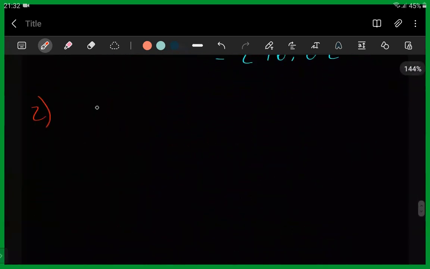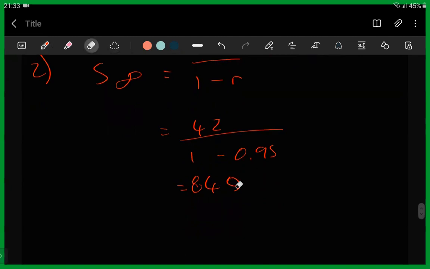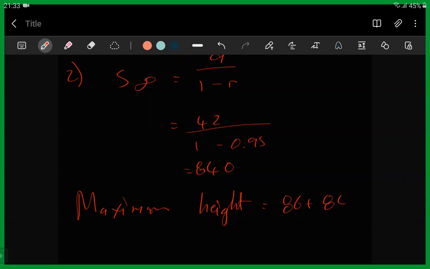So let's get the sum to infinity of our sequence first. The sum to infinity is a over 1 minus r. A is 42. I don't know if our calculator can even manage this, because I think this is going to be a huge number. Wait, maybe I'm just exaggerating. Oh, it's just 840. Definitely exaggerated. Anyways, so here it means that the maximum height is going to be equal to 86 plus 840, which is 926. There you go.